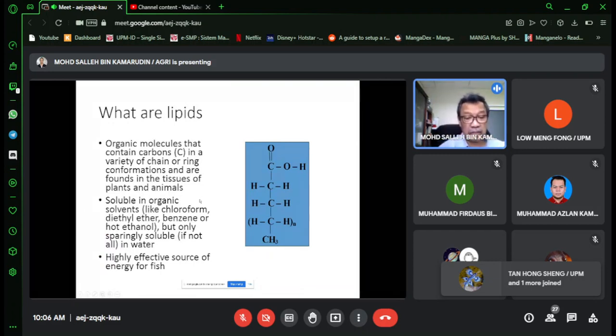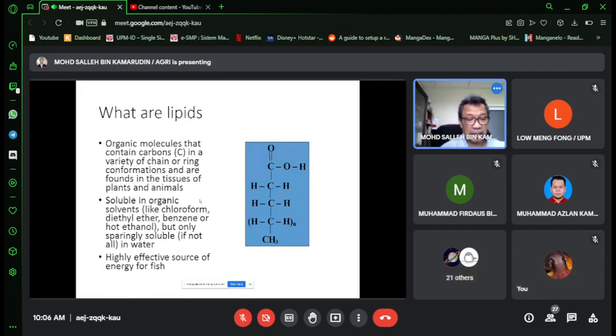So it's not at all soluble in water, and lipids are highly effective source of energy for fish, compared to carbohydrate or compared to protein. It is a highly effective energy source because they're lebih digestible compared to others.